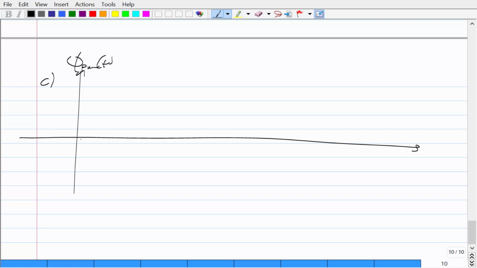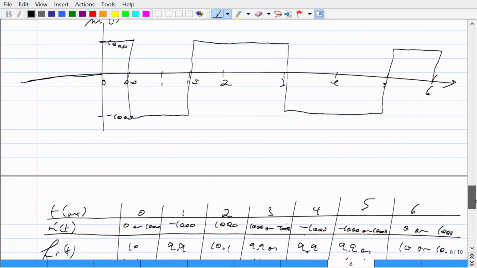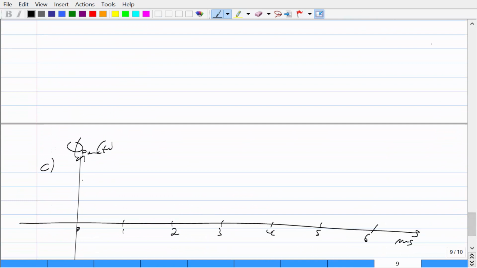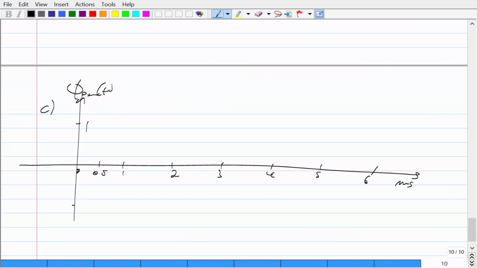Okay, so let's mark important time points: 1, 2, 3, 4, 5, 6. This is in milliseconds. Between 0 and 0.5, your instantaneous frequency is going to be, we'll just assume, 10.1. Yeah, so between 0 and 1, it's going to be 10.1. This is your height, which is 1.